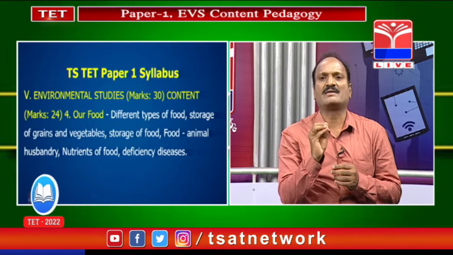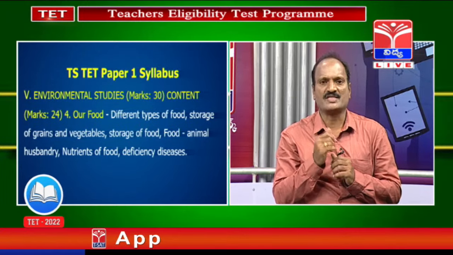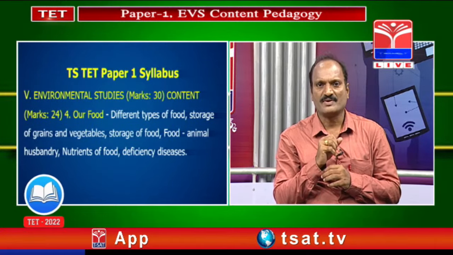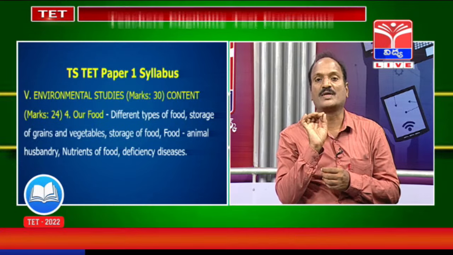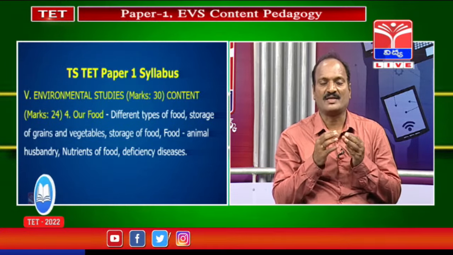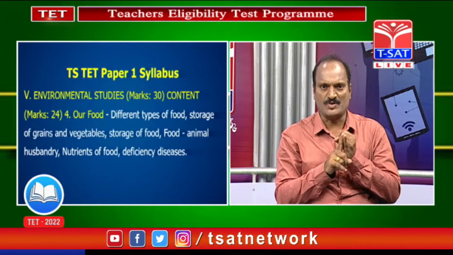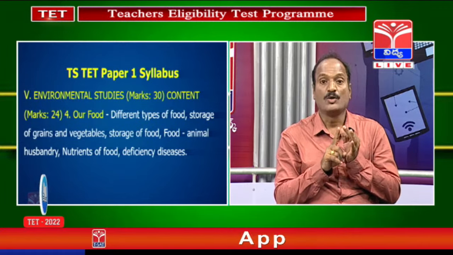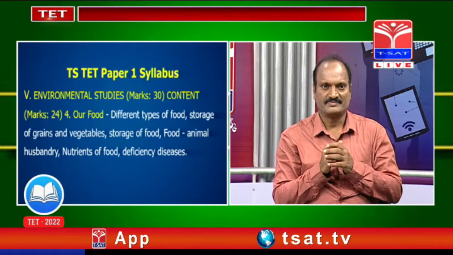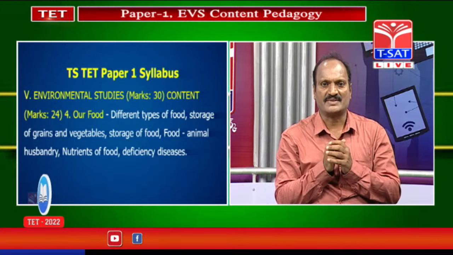So, what are the contents? Different types of foods, storage of food. Particularly when we are discussing different types of foods, we must discuss food components. What are the food components? What are the components of a balanced diet? There are carbohydrates, fats, proteins, vitamins and minerals, and mainly fiber. So all these components constitute a balanced diet.